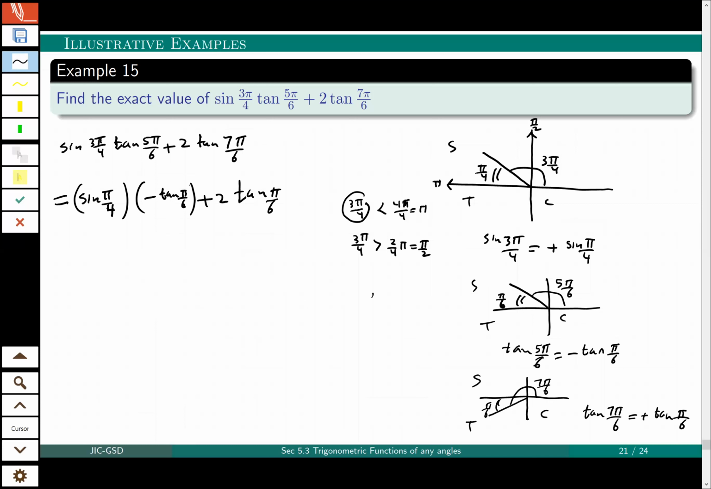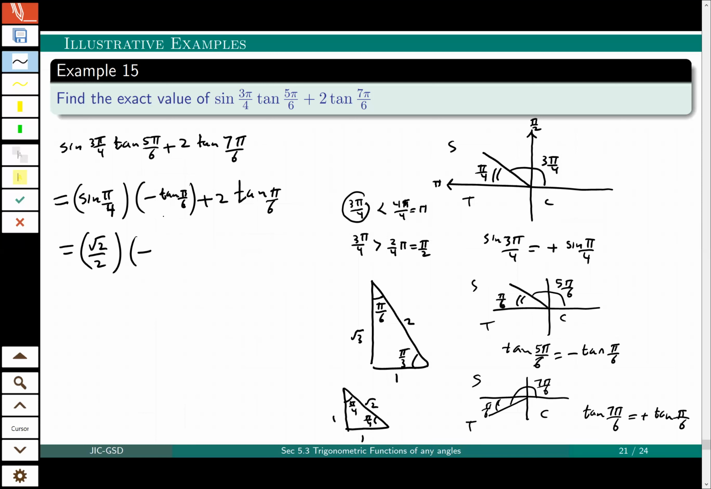Now we need to know the two famous triangles. As we said, 30 means pi over 6, 60 means pi over 3. That's 2, that's 1, that's square root of 3. Then pi over 4, 1, 1, square root of 2. So sine pi over 4, we said, is root 2 over 2.